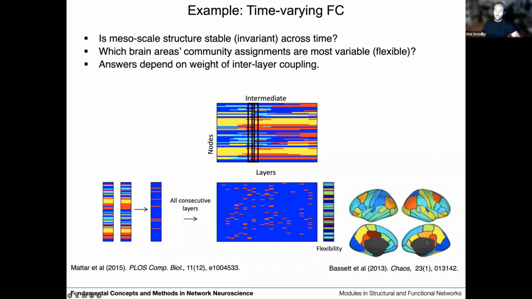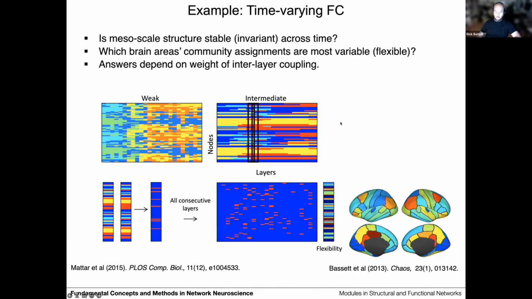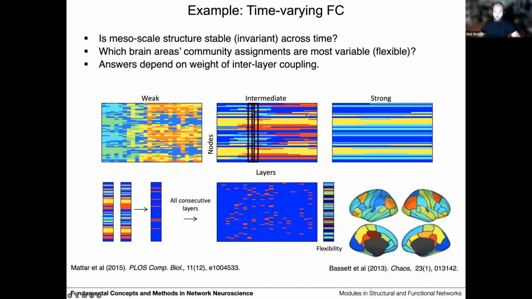As I said before, measures like flexibility and the communities in general will depend on the interlayer coupling parameter, the weights of those interlayer links. So if those links are weak, we see lots of variation across time. On the other hand, if the interlayer coupling is strong, the weight's very, very large, there's much less variability because we're examining a shared community structure across layers.